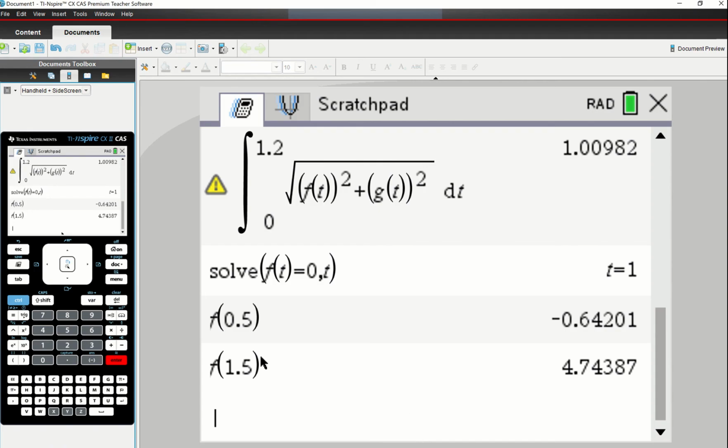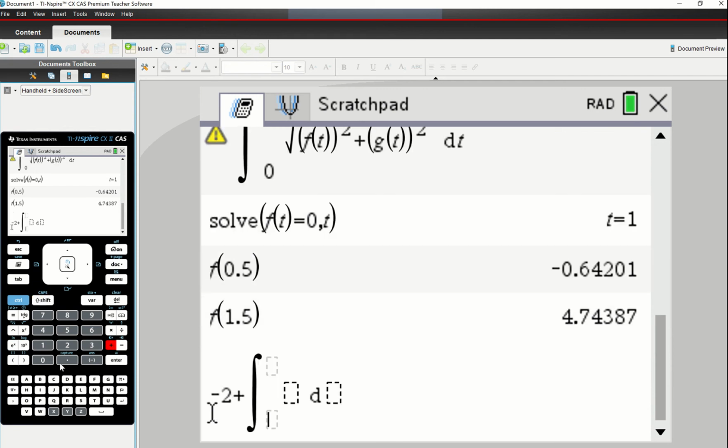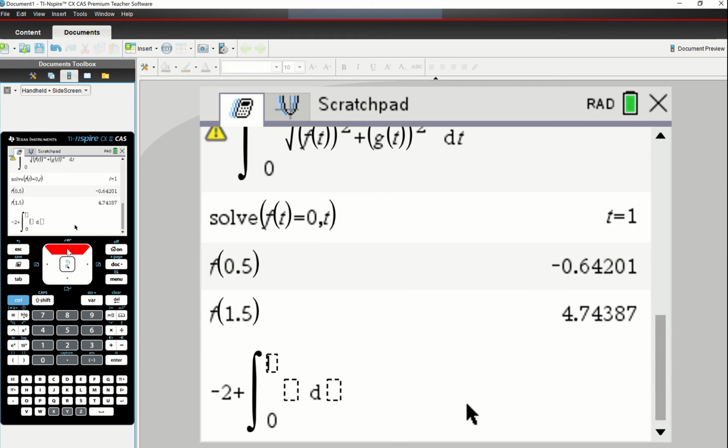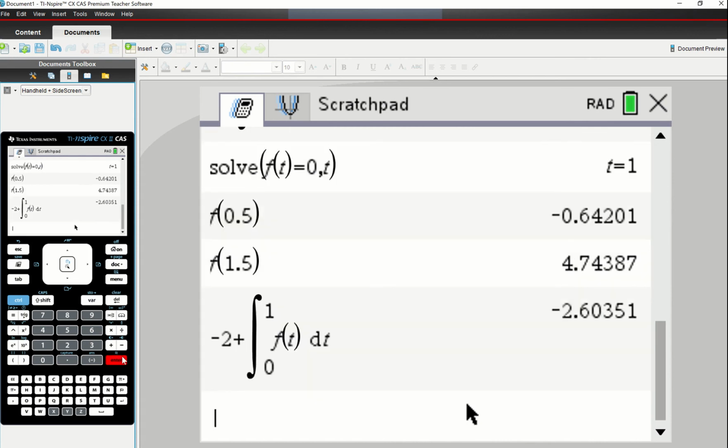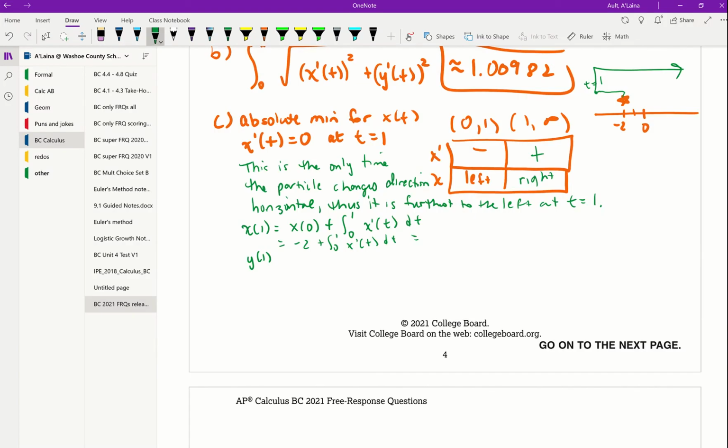So I'll have -2 plus, and then I'll do my definite integral going from 0 to 1, because I only want to stop at time 1. I'm starting at time 0, of the derivative of the x component, which I called f. Okay, that was my velocity for x. All right, so it looks like my x coordinate is -2.603 or 2.604, whichever you want.